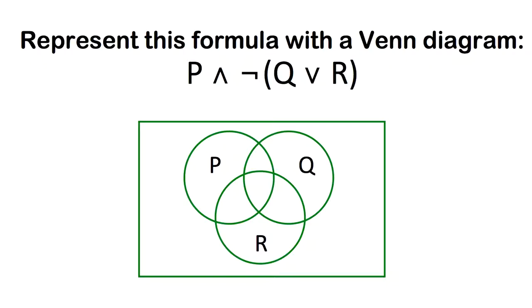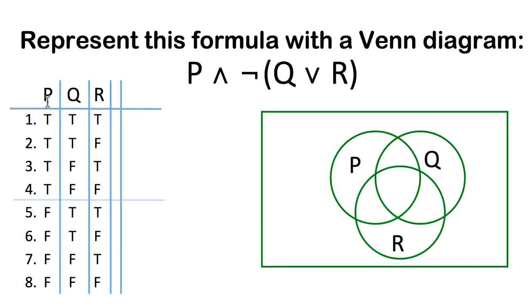Okay, last chance is to stop your videos and see if you can figure it out. So this is what I did. First, I made my atomic sentences P, Q, and R and 8 rows of my truth table, and now I need to figure out how those correspond to the regions of my diagram. Well, region 1 is where P, Q, and R are all true. That's always going to be the innermost region where all of your circles intersect. So this is region 1.